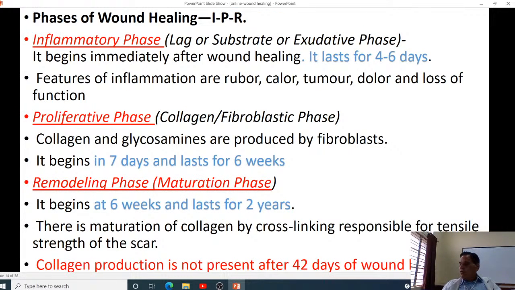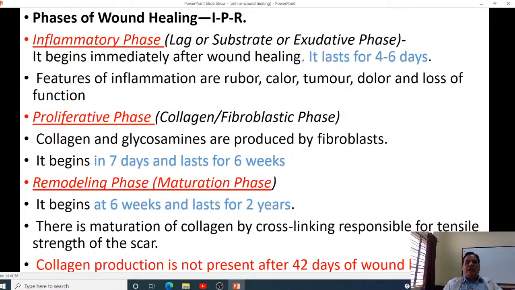Understand? So what are the different phases? First is what is called IPR. I stands for inflammation, P stands for proliferation and R stands for remodeling. So whatever you give, the body will remodel it according to its requirement. So the first stage we call the inflammatory phase. You remember all this, they are going to ask what are the phases.